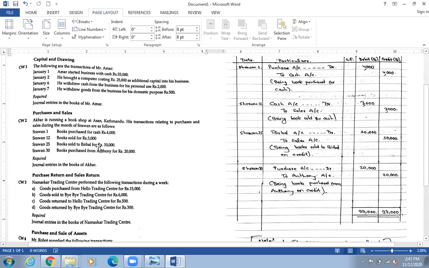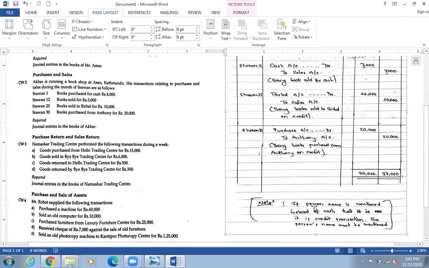So book sold to Birbal. It was not bought with money, cash is not mentioned anywhere. That means you need to mention it as credit. Okay, so book sold to Birbal on credit. Book sold to Birbal on credit. After that you need to add all this amount, and you'll get 37,000 on both sides.